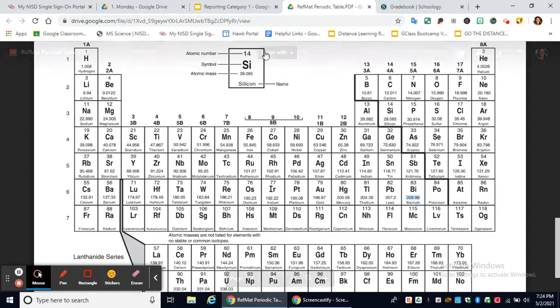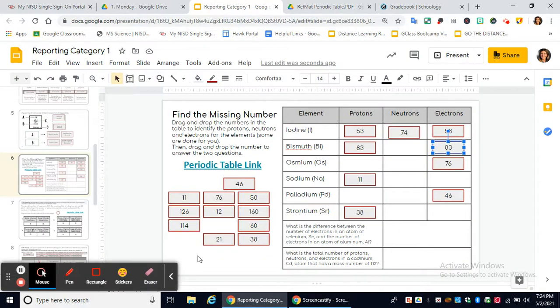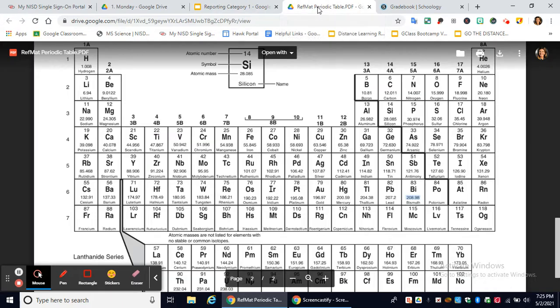And we get 126. So we can find our number, 126, and drag it over. Okay, and now let's look at osmium, OS, and here it's telling us, okay, you have 76 electrons, so we also have 76 protons. Remember, they are equal in a neutral atom. So OS on the periodic table, here it is.